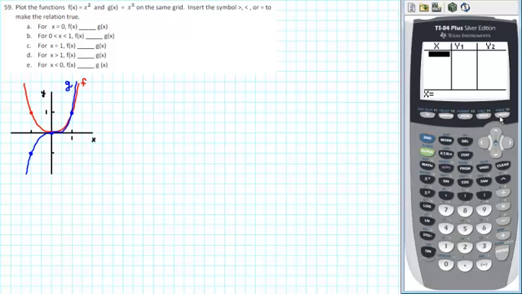We're given that x is equal to 0, so we enter 0 for x. And we see that both y1 and y2 are equal to 0. When we look at the graph at x is equal to 0, we see that the 2 graphs share a point in common. They both share the point 0, 0. Therefore, f of x is equal to g of x when x is equal to 0.